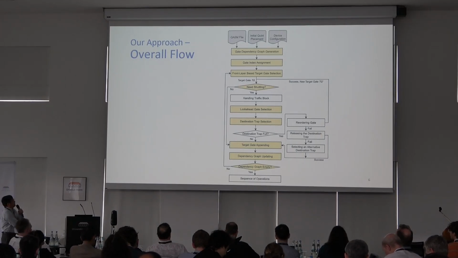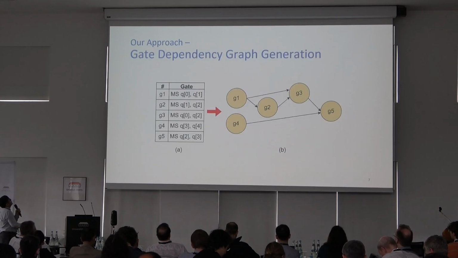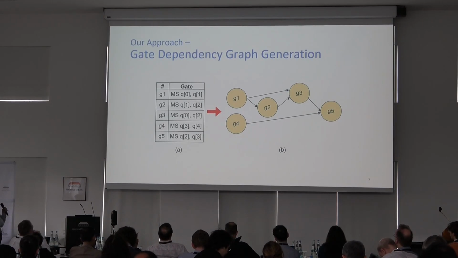Okay, now let me quickly give you some details of our approach. This figure shows an example of the gate dependency graph. Basically, every node in the graph represents a two-qubit gate. And if there's an edge between two nodes, it means they have an execution dependency between these two gates.